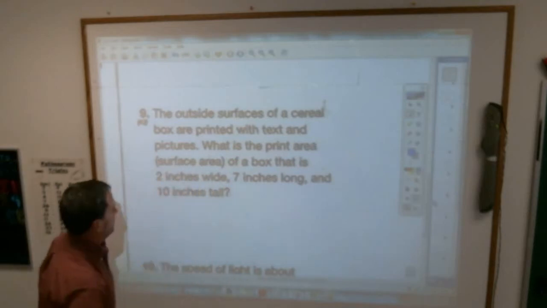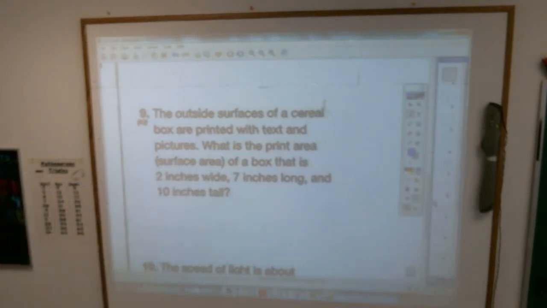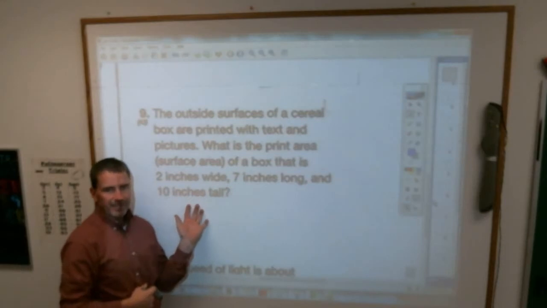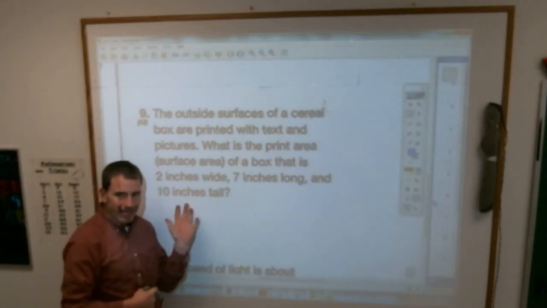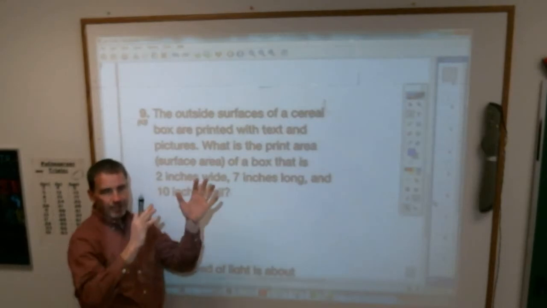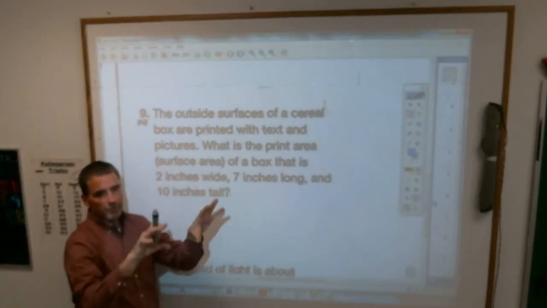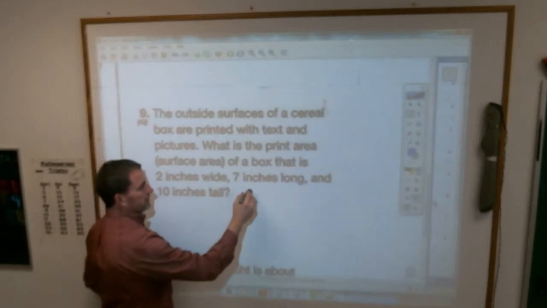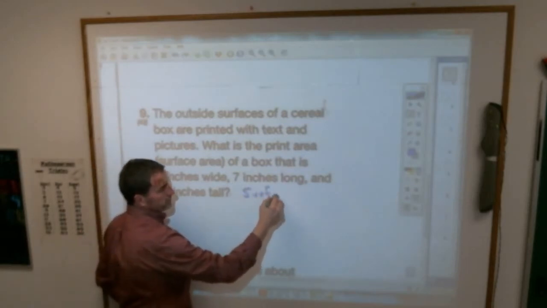The outside surfaces of a cereal box are printed with text and pictures. What is the print area of a box that is 2 inches by 7 inches by 10 inches? What are they asking you for in this? They're not asking you how much stuff can go in the box. They're asking you how much is around the box that you can print on. So that is called, what in our world, Isabel? Surface area. Yeah, they're asking you for the surface area.